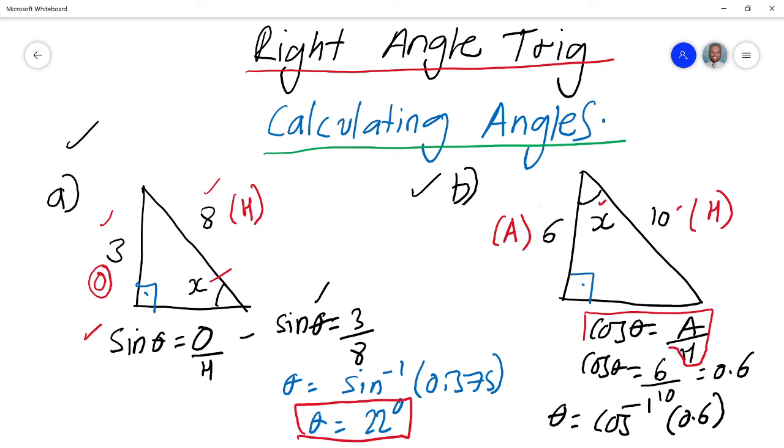All right. So what we've done here is we've written down the formula. Cos A or cos theta is adjacent over hypotenuse. In place of A, I've put 6. In place of H, I've put 10. 6 divided by 10 is 0.6. And in this case, we just need to put shift cos. And that shift cos becomes your inverse, which is that cos to the power -1. And then you put cos 0.6.